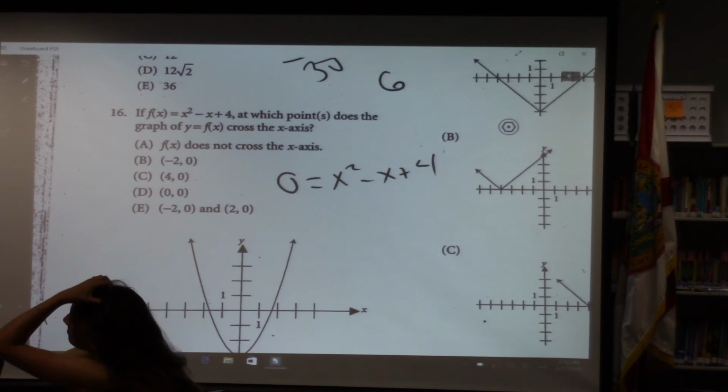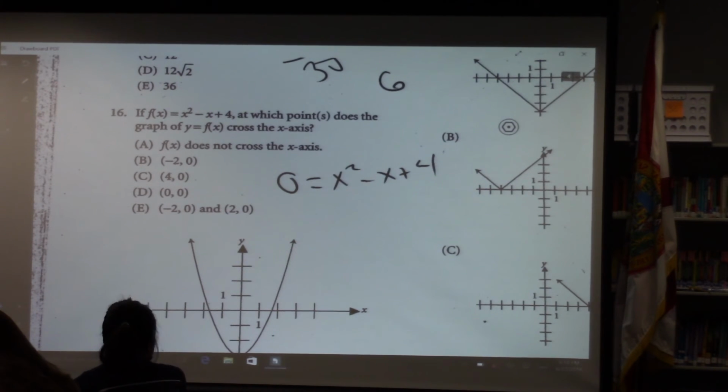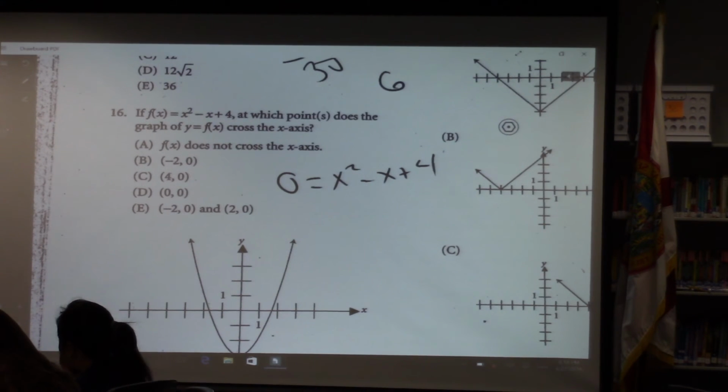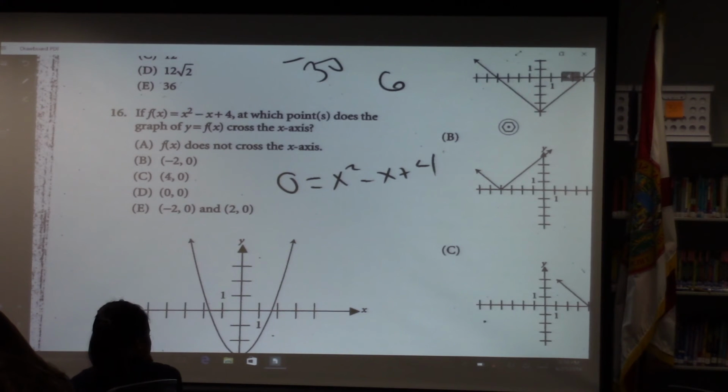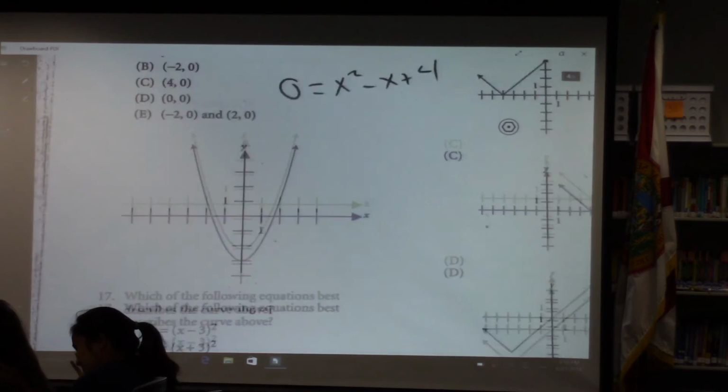Okay, we go through this, guys. What do we get? Imaginary numbers, right? So what does that tell us? It does not cross the x-axis. And we also know this, guys, because where is our y-intercept? Plus 4, right? So it's positive, it's at 4, so it's not going to go to x. Not negative. Good.